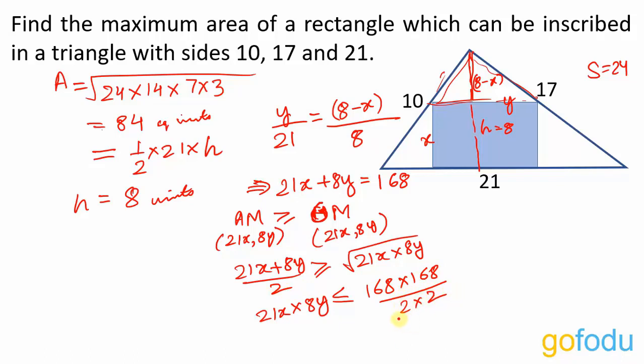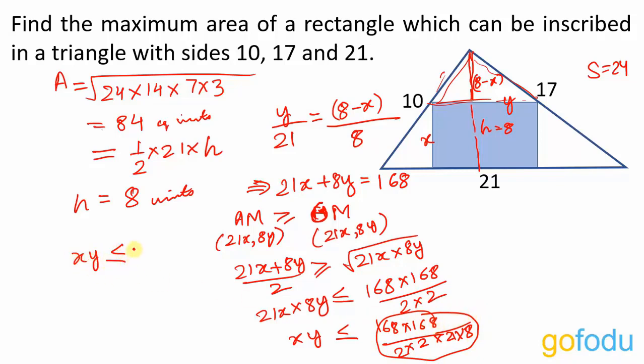I have squared both the sides. So xy will be less than or equal to 168 into 168 upon 2 into 2 into 21 into 8. Solve this and the value of this whole will come out to be 42. So we have xy less than or equal to 42. Overall area of this triangle came out to be 84 square units.